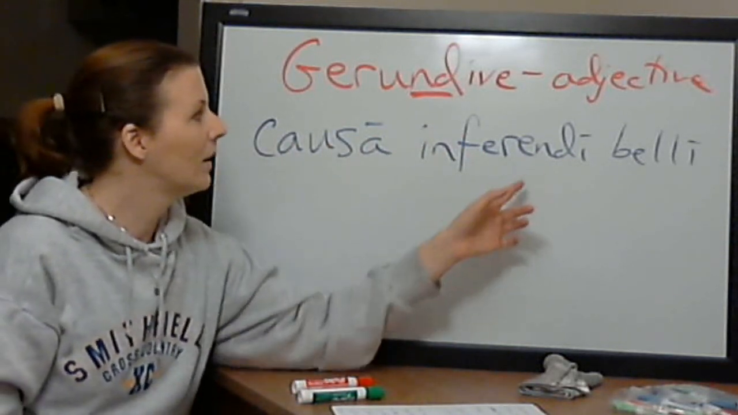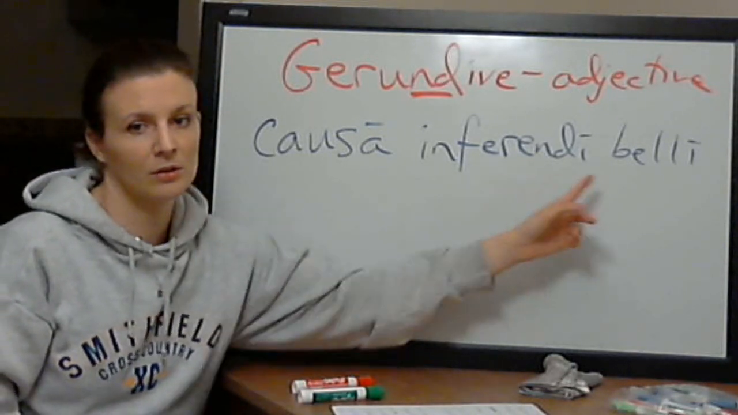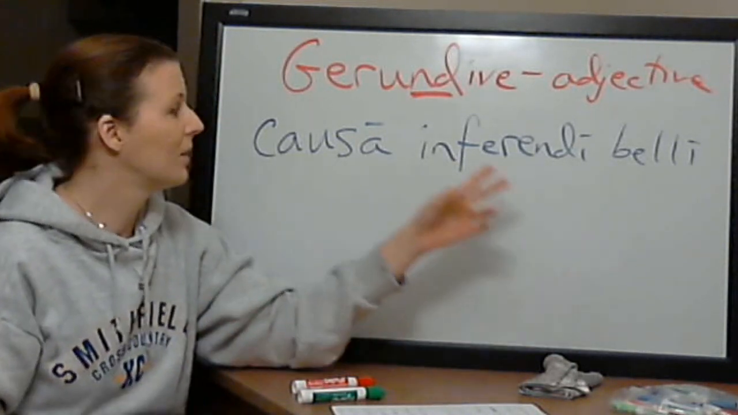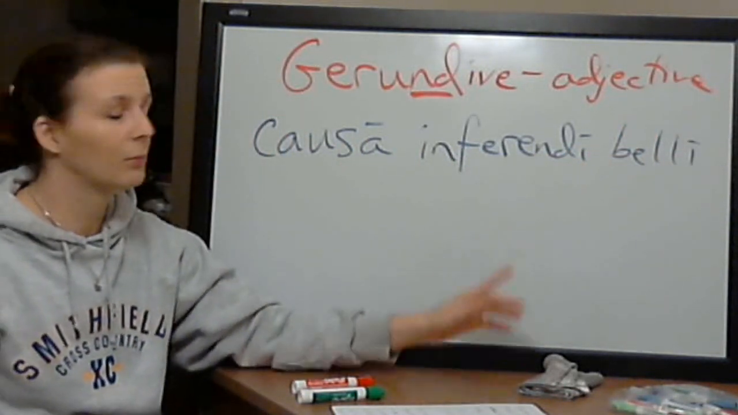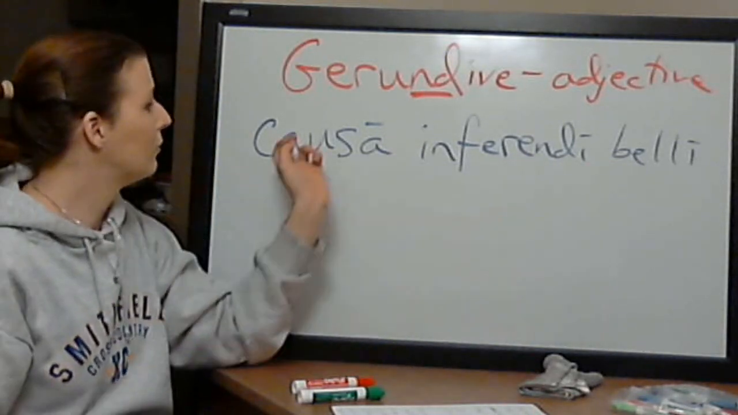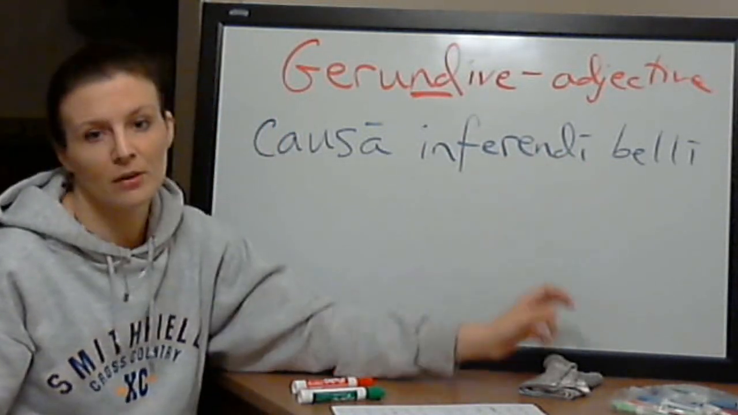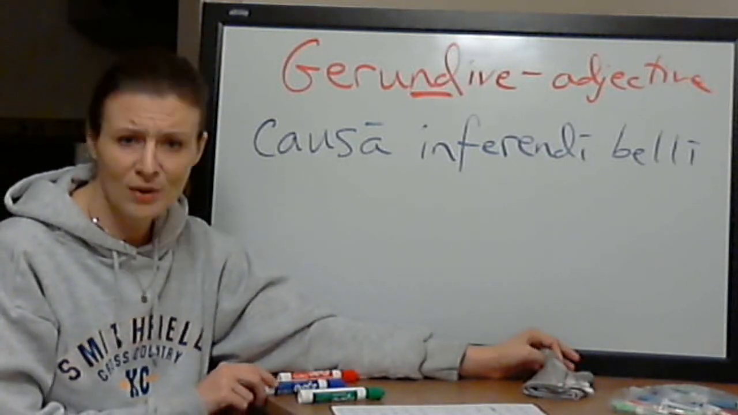Now, some students will be like, well, why is this a gerundive as opposed to a gerund? And that's an excellent question, and the answer is because there's another word with it. Because it's not just "for the sake of bringing in," which in that case would be a gerund, but because we have something else with it, it's technically describing the belli. So really, "for the sake of war about to be brought in." That sounds really, really awkward in English, so we don't translate it that way.